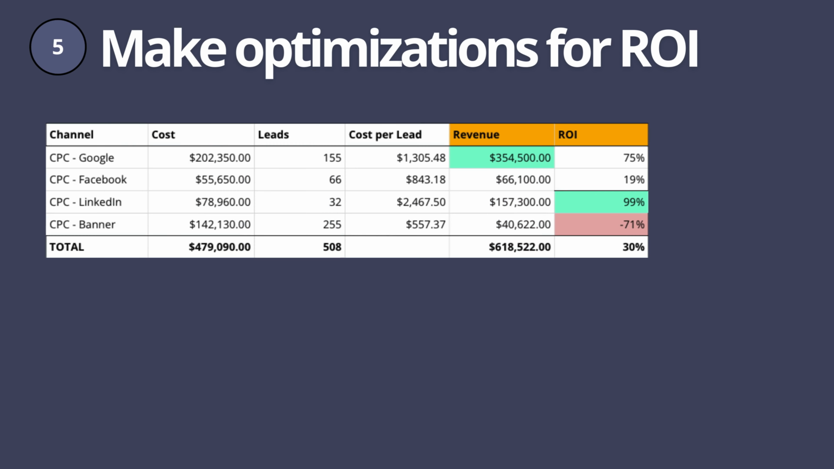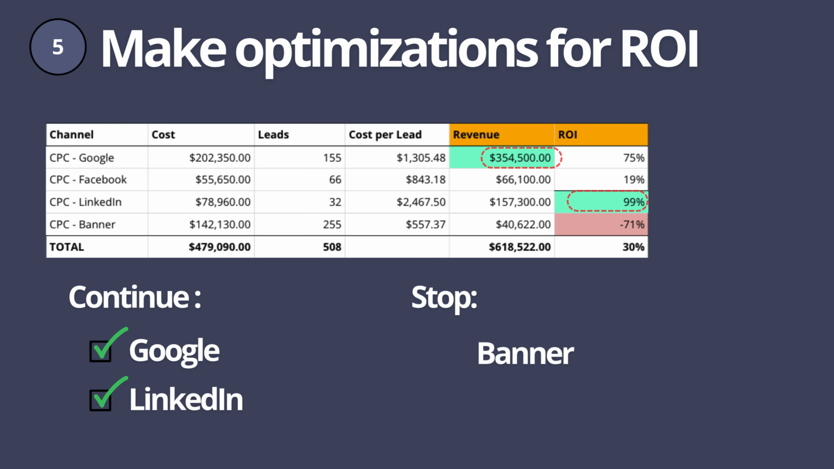So, back to our first question: how do we get more leads without increasing our budget? Now that we see the data, we can adjust our budgets to our most optimal channels. We know that we receive the most revenue with Google, and so we should continue to spend here, and that LinkedIn has the highest ROI, so we can continue our spend there also. Banner ads have a negative ROI, and so we can reduce the spend there.